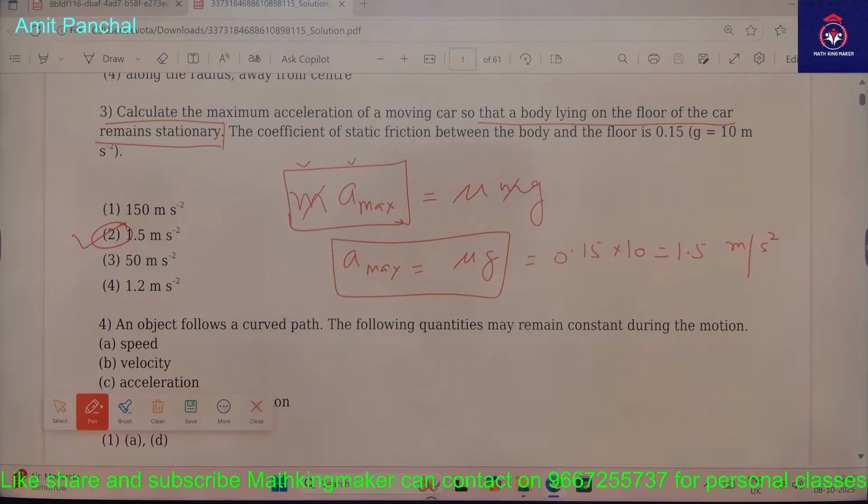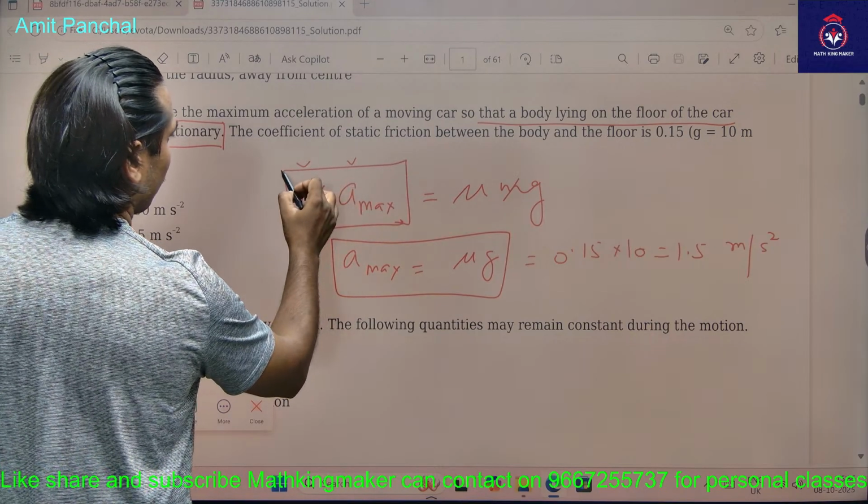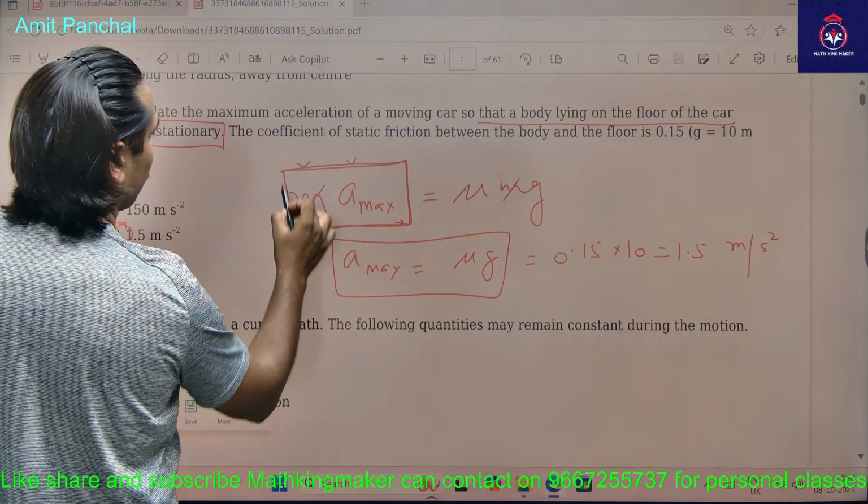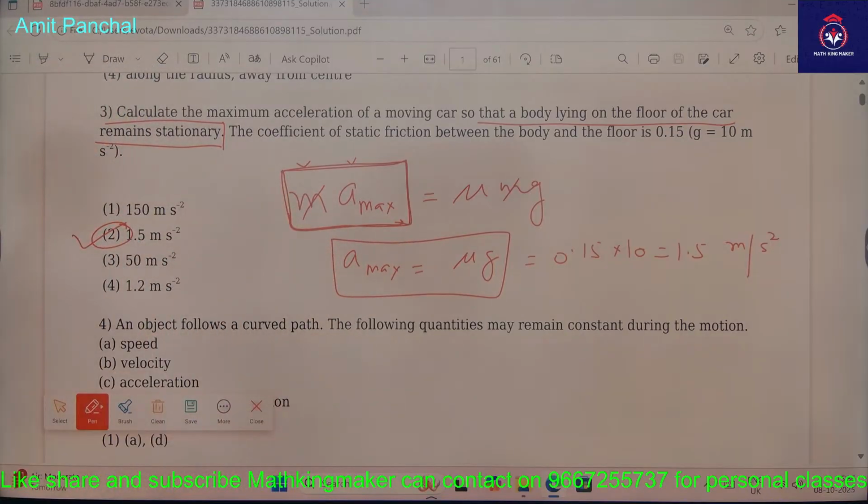Yes. But what if there's also a component of pseudo force acting downwards? Will you consider that, or will it still be the maximum? See, the body is also having the same force, whatever the car is having. No, I'm saying if there's a scenario in which a pseudo force is acting on it, in that case, would it still be equal to this? In every case. That is a concept, you have to remember it.